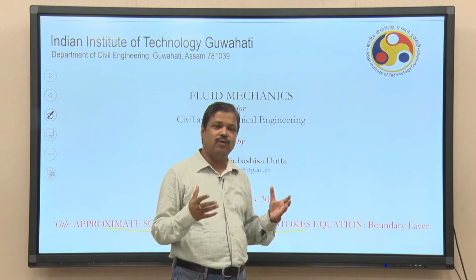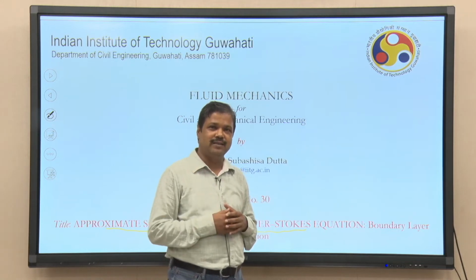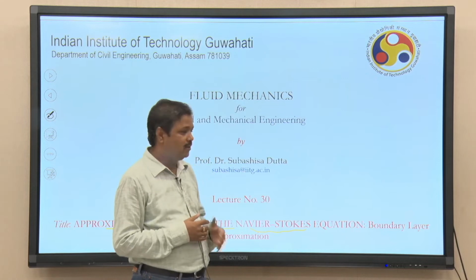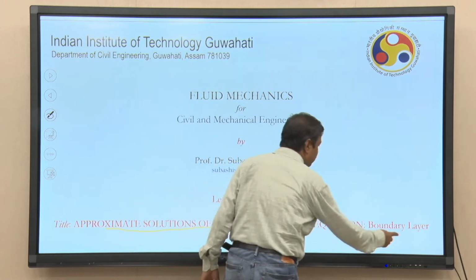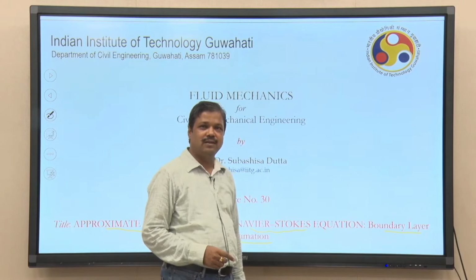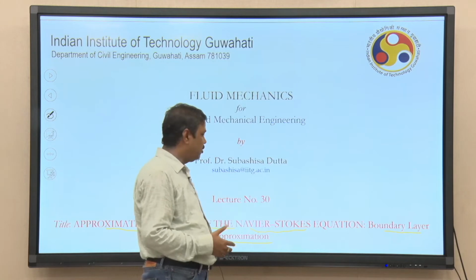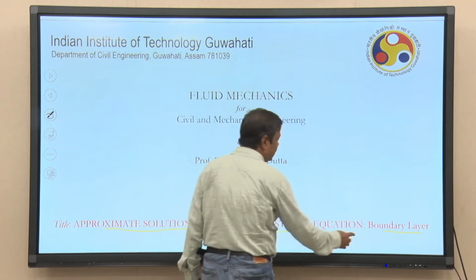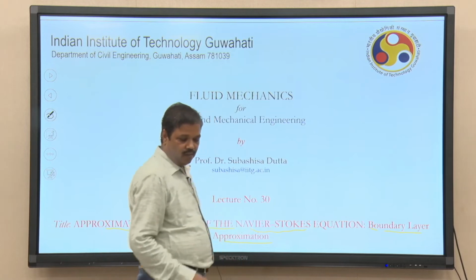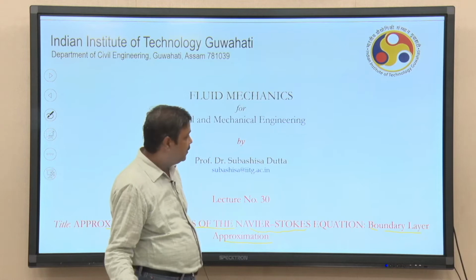In the same way, we can look at solutions of the Navier-Stokes equations for pipe flow through concentric circles. We can do that, but today we will solve two mathematical problems. Then we will discuss the boundary layer approximations for the Navier-Stokes equations. Today I will talk in detail about boundary layer approximations, how we do it for boundary layer problems.